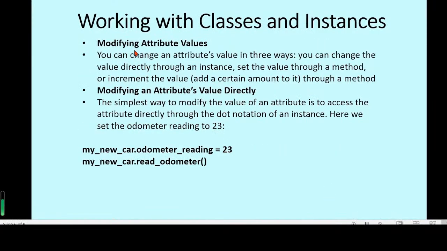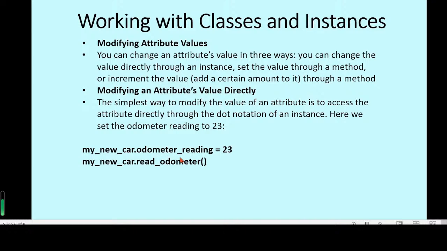And we can also modify attribute values. You can change an attribute's value in 3 ways. You can change the value directly through an instance, set the value through a method, or increment the value, adding a certain amount to it, through a method. So, modifying an attribute's value directly: the simplest way to modify the value of an attribute is to access the attribute directly through the dot notation of an instance. So here we set an odometer reading to 23.